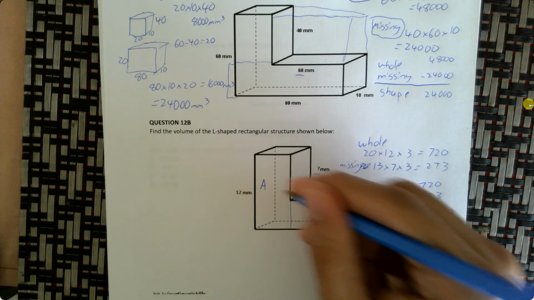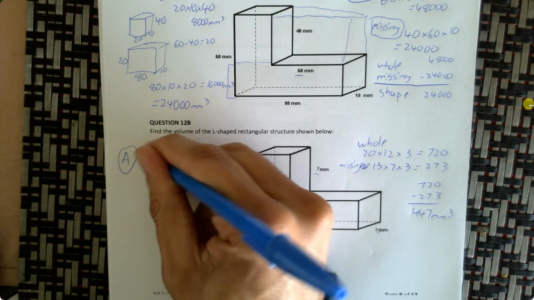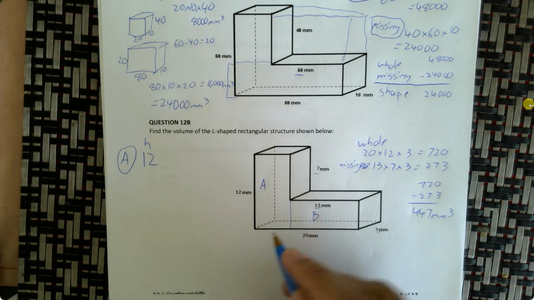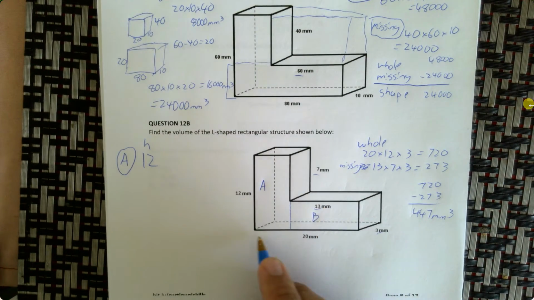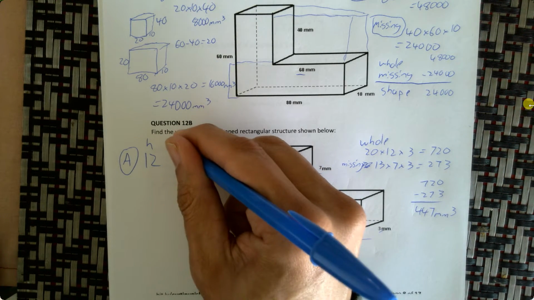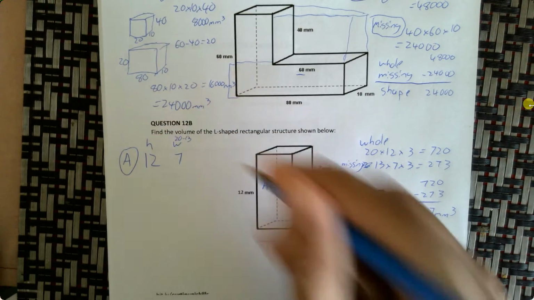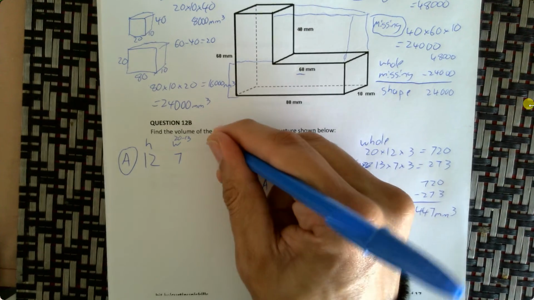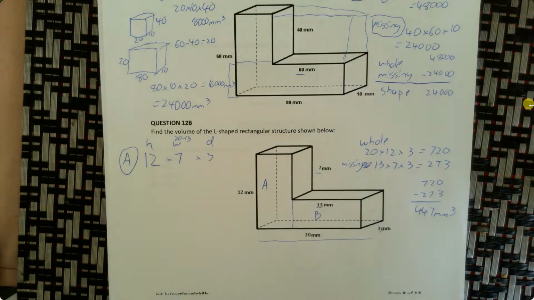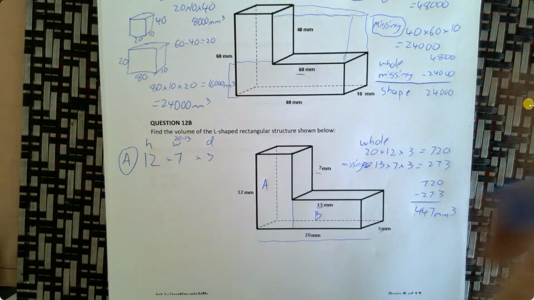Okay, so let's call this shape A and shape B. Shape A is 12 high. Height is 12. The crossways is going to be 20 take 13. So we'll call that width 20 take 13, which is 7. And I'll put D for depth. Depth is just 3. Times 7 times 3 is 252.